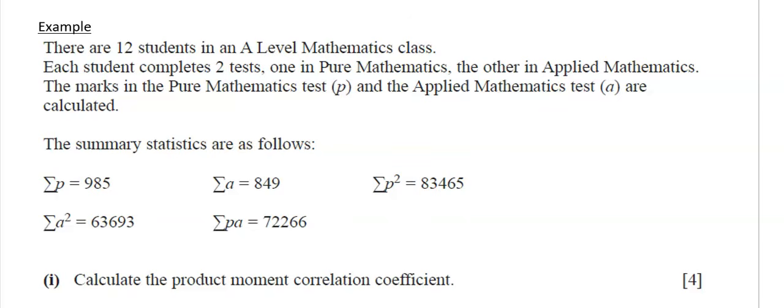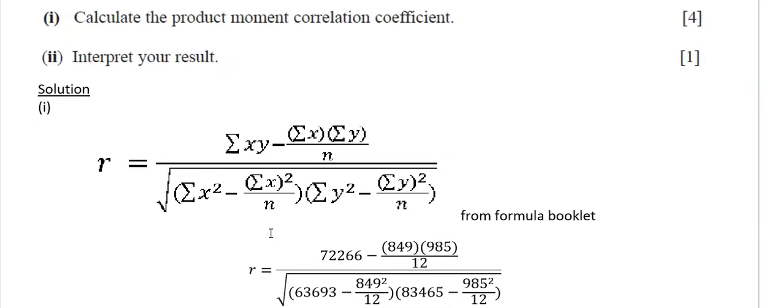Okay, so in this first example, it says there are 12 students in an A-level mathematics class. Each student completes 2 tests, one in pure maths and the other in applied maths. The marks in the pure maths test P and the applied maths test A are calculated. The summary statistics are as shown. So they have given you sigma P, sigma A, sigma P squared, sigma A squared, and sigma PA. It tells you to calculate the product moment correlation. So we'll look at how we do that first of all.